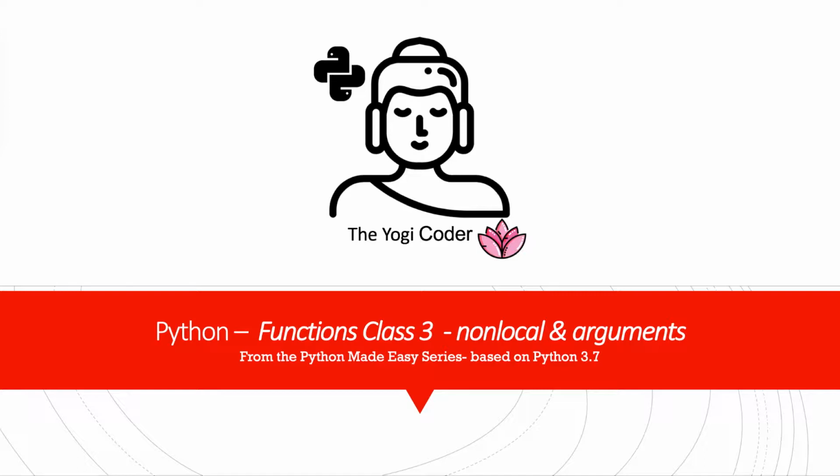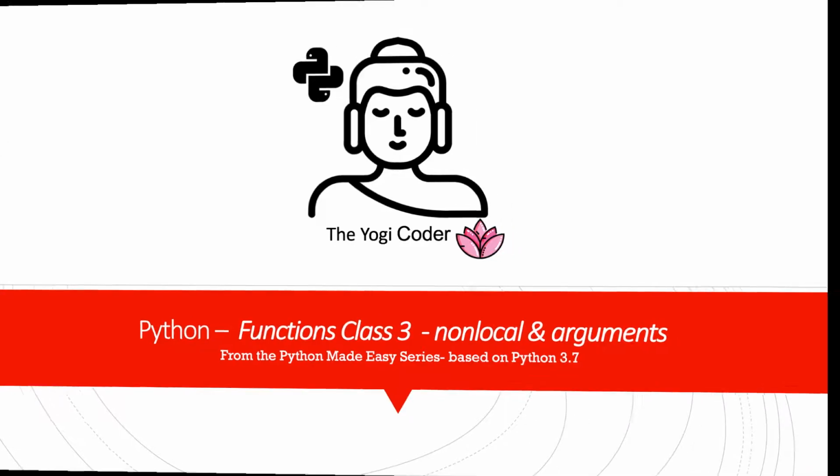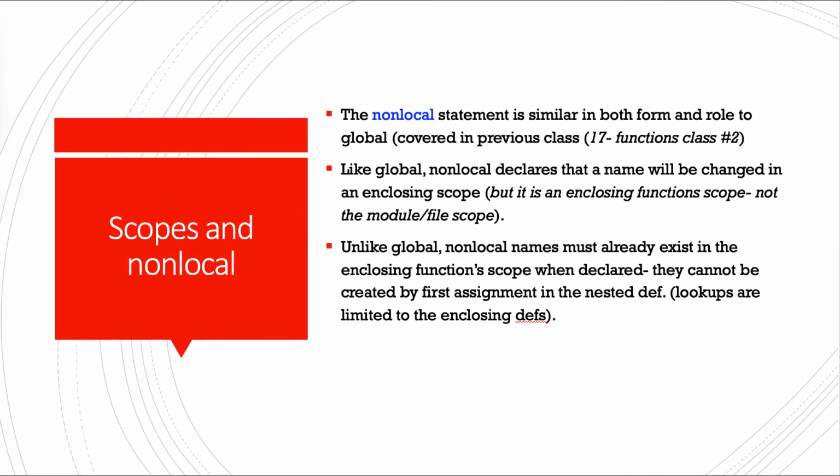This is class number 3 on Python functions. In this class, we'll deal with the nonlocal statement and we'll take a look at arguments. The nonlocal statement is similar in both form and role to global, which was covered in the previous class, class number 17 on functions in this series.